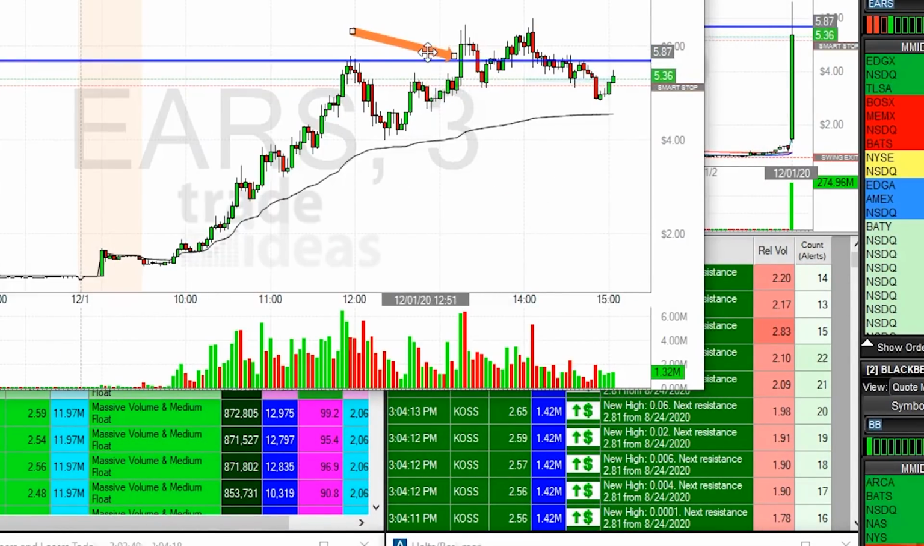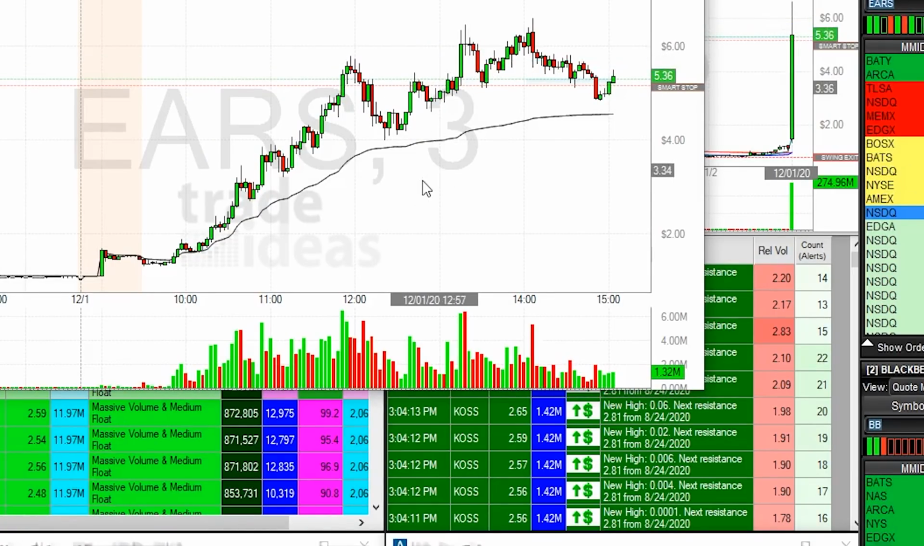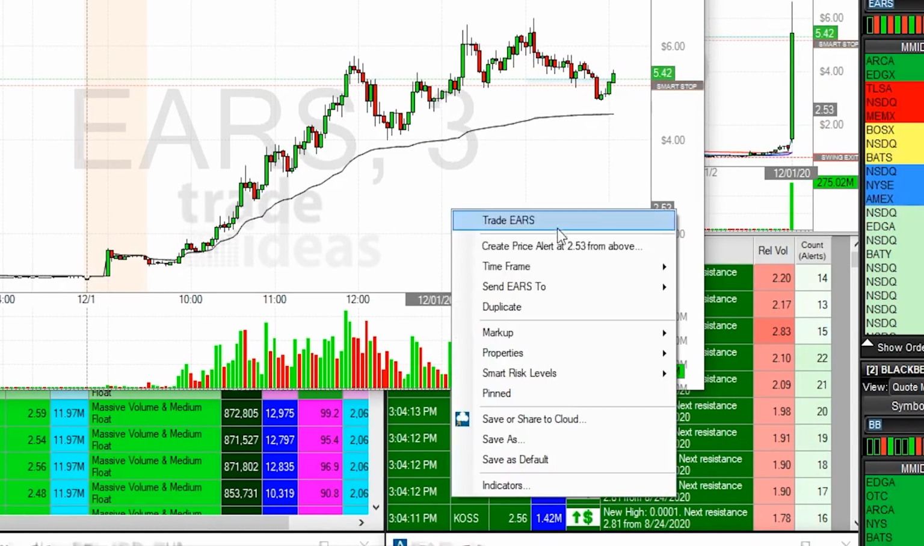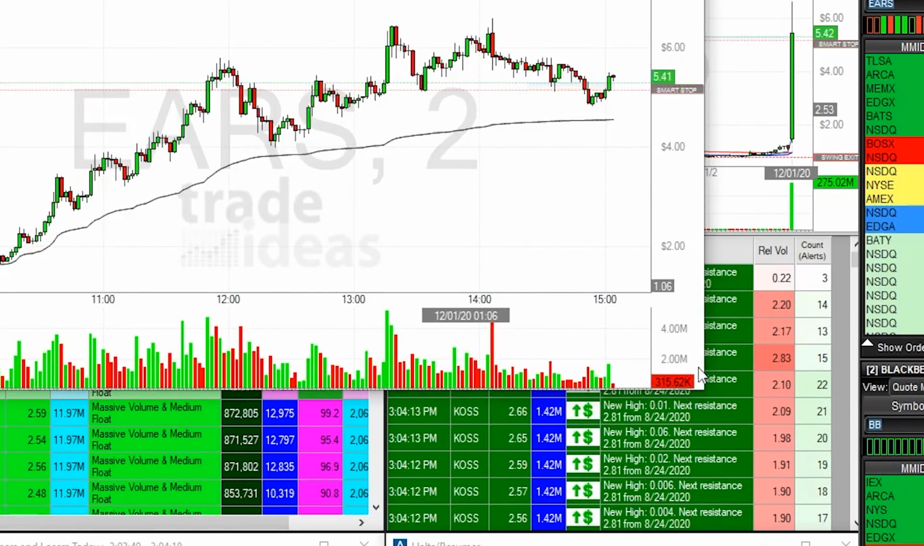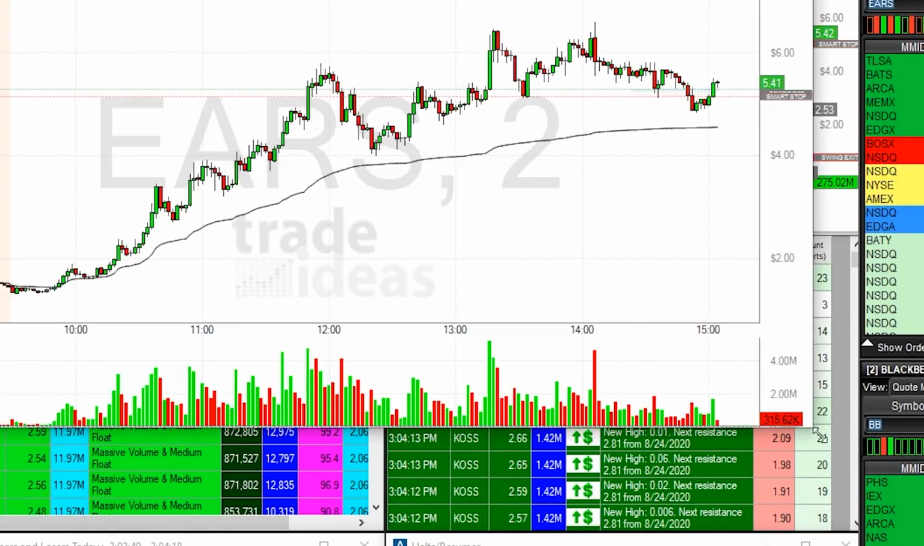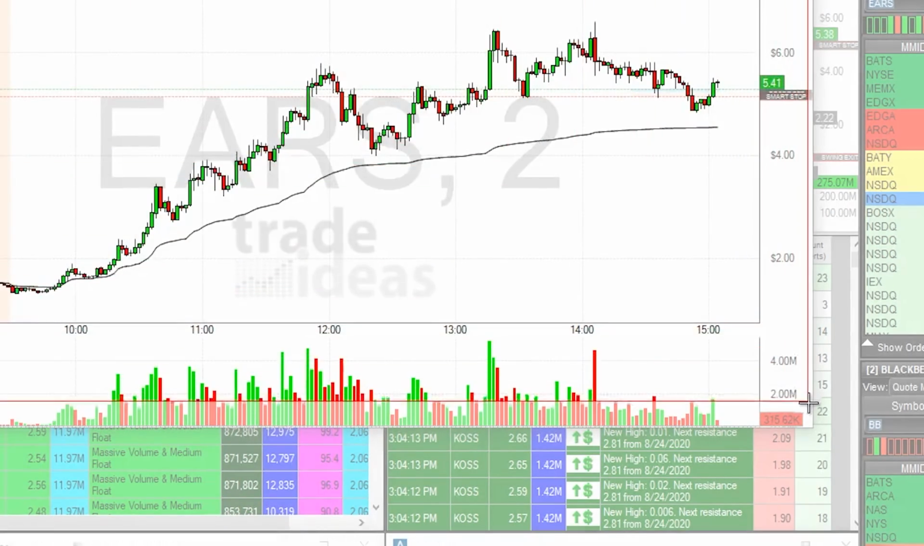I just want to break this down a little bit. And EARS has been one of the best spikers today. Let's go back to about a 2-minute time frame at this moment. We'll make this a little bit bigger. And let's see how many different areas we can find to understand if this has U-shaped breakouts, or maybe some triangles behind it as well.